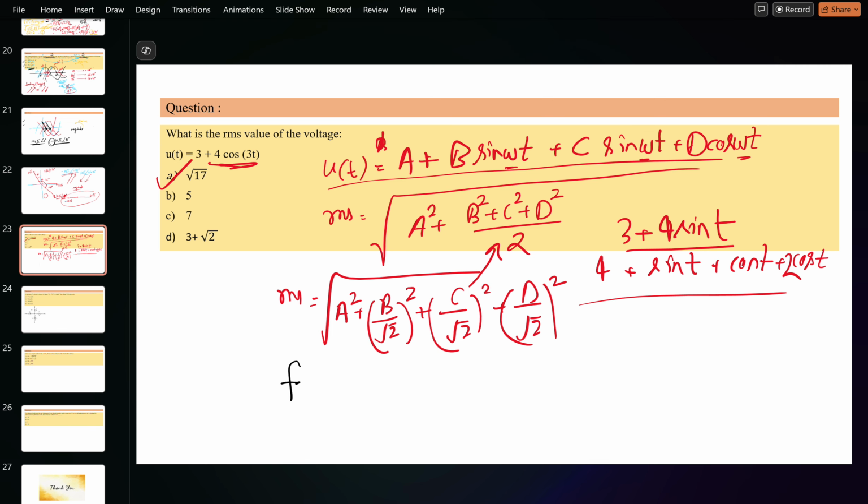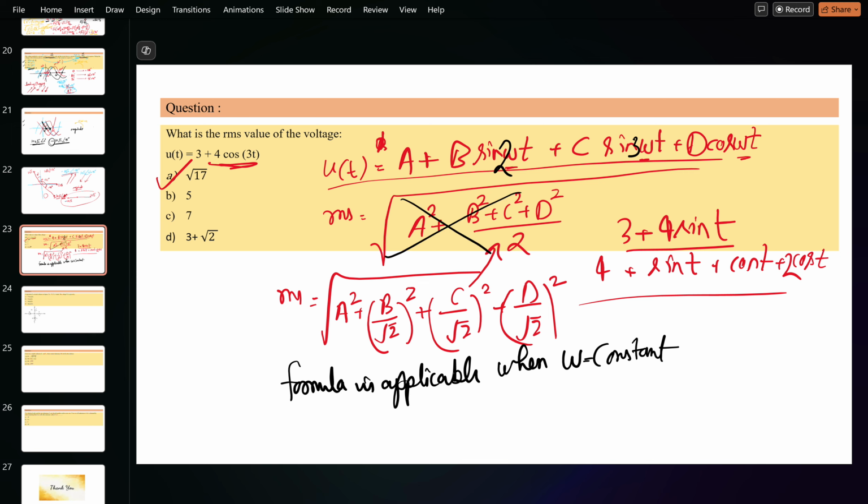This formula is applicable when the frequency is constant, when omega is constant. If it is given as sine 2 omega t or sine 3 omega t, you cannot use this formula in that situation. Then you have to go by the conventional method, by the equations itself.